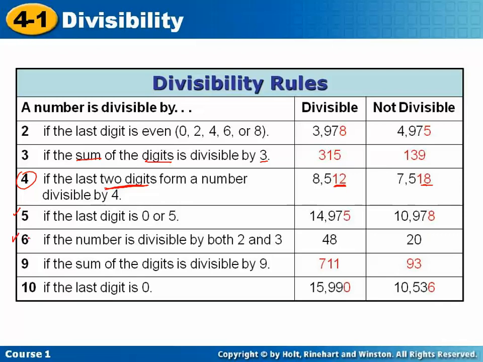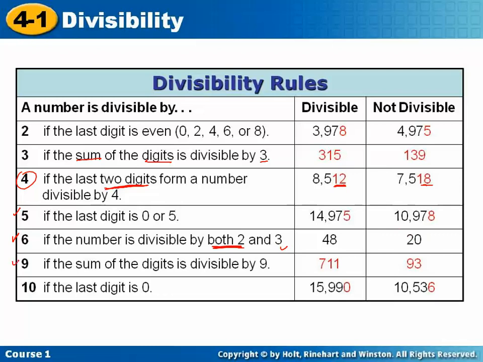Number 6, because it's really a multiple of 2 and 3, 2 and 3 have to both be divisible into it. So that's kind of like both rules at the same time. It has to be an even number because of the 2. And then if you add up the digits, it will still be divisible by 3. So if we go 4 plus 8, 12, 3 goes into 12, we're good. That means 6 goes into 48. 20 is an even number, that's cool, so 2 goes into it, but 2 plus 0 is 2, 3 doesn't go into 2, so therefore 6 won't go into 20. Cool.